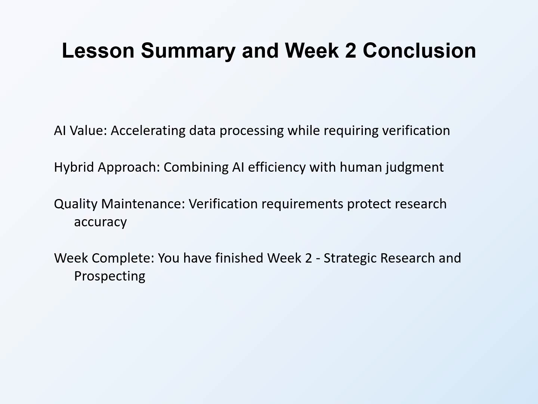With this lesson, you have completed Week 2 of the Grant Architect course. Over these 11 lessons, you have developed comprehensive skills for strategic research and prospecting. Database mastery for both grants.gov and Foundation resources, 990 analysis for Foundation research, NOFO dissection for federal opportunities, eligibility screening and go or no-go frameworks, pre-proposal contact strategies, and pipeline management systems. These skills position you to identify, evaluate, and pursue funding opportunities strategically.